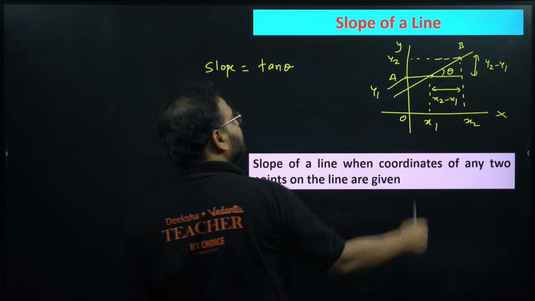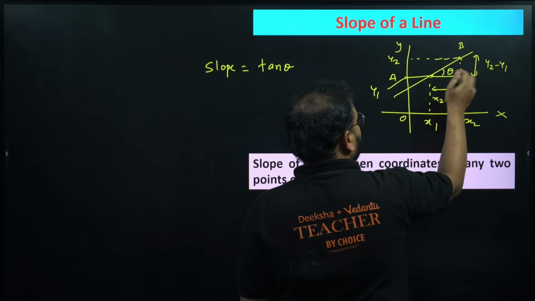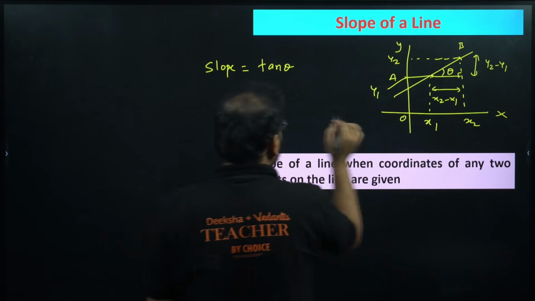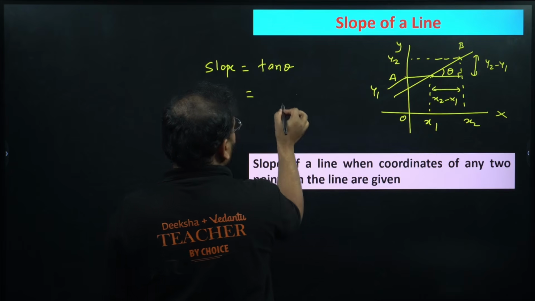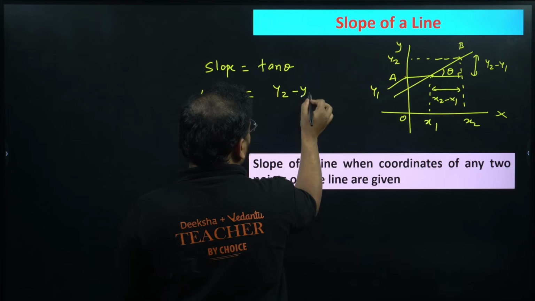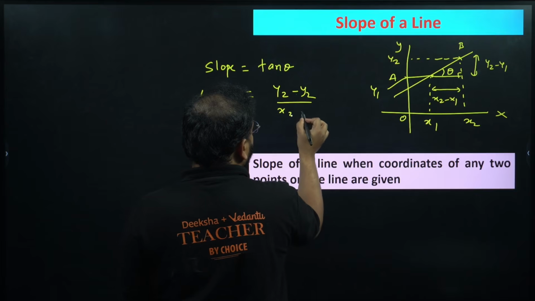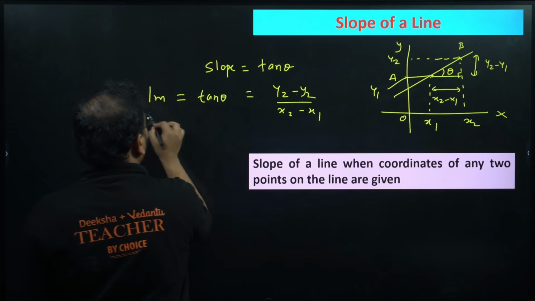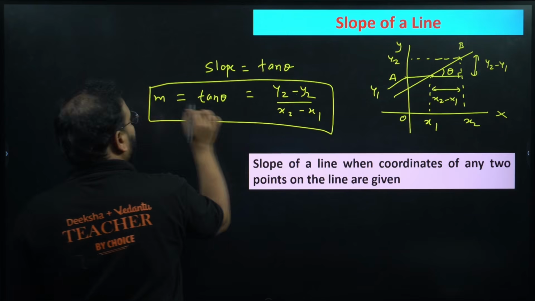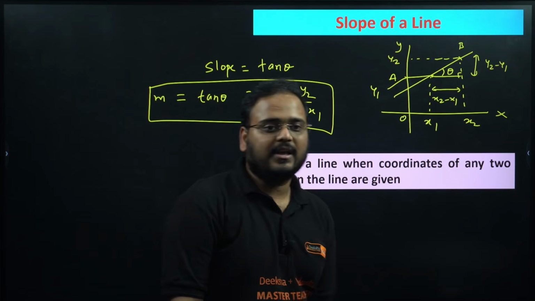Apply tan theta in this triangle that you have. Can you see the right angle triangle over here? You get the value of tan theta equal to what? Please check. Opposite over adjacent, so (y2 minus y1) upon (x2 minus x1). This is basically the formula of slope: tan theta or (y2 minus y1) upon (x2 minus x1), okay?